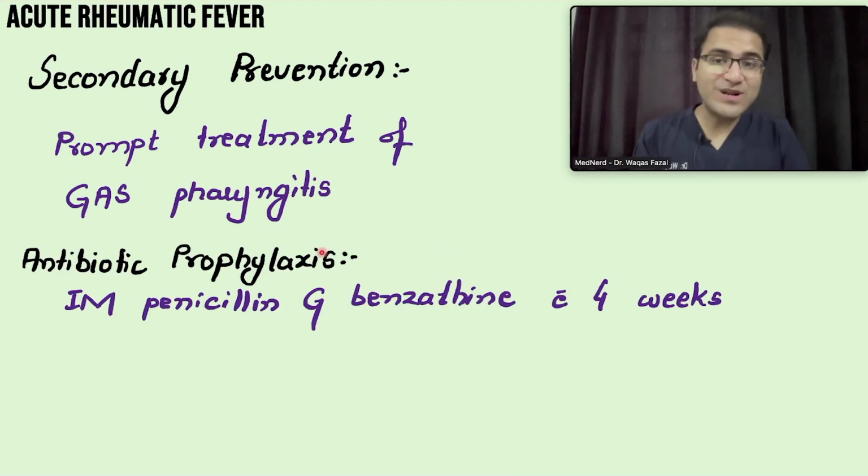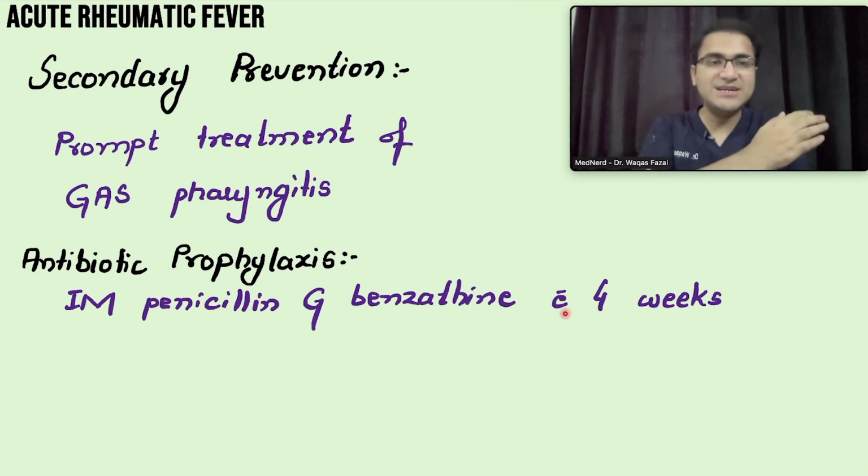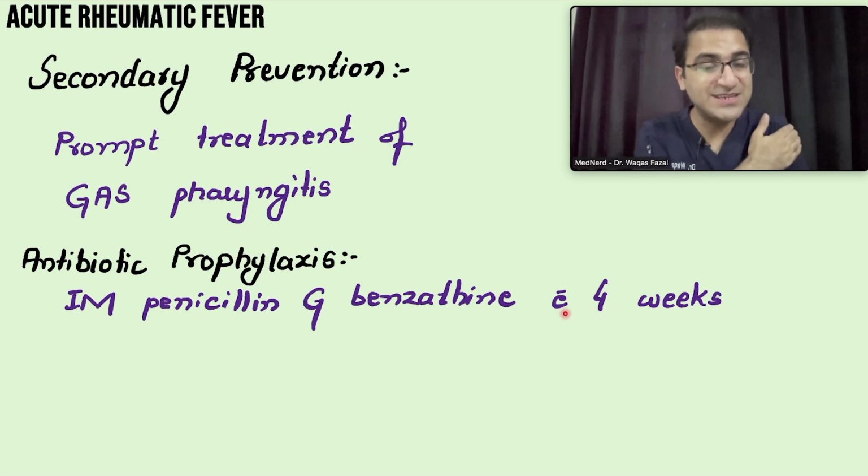Therefore, it is very important in these patients that you give antibiotic prophylaxis. A monthly dose of IM penicillin G, benzathine penicillin, is given every 4 weeks in these patients. An intramuscular injection of benzathine penicillin is given once every month.